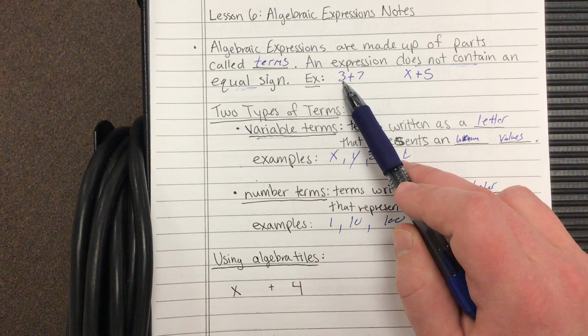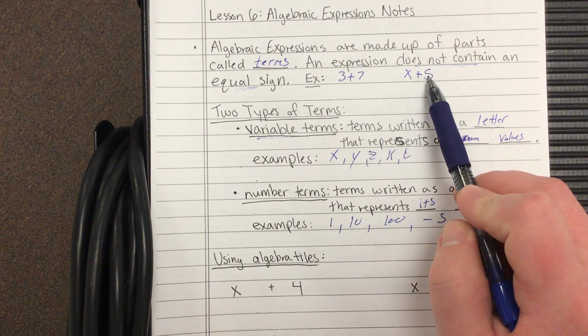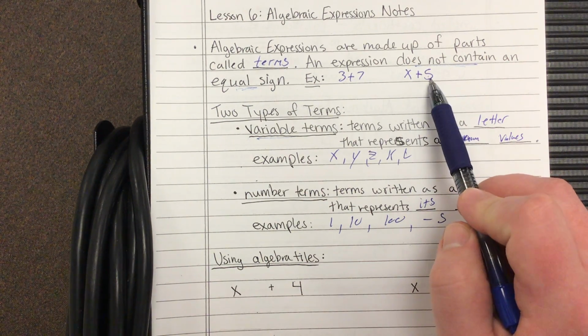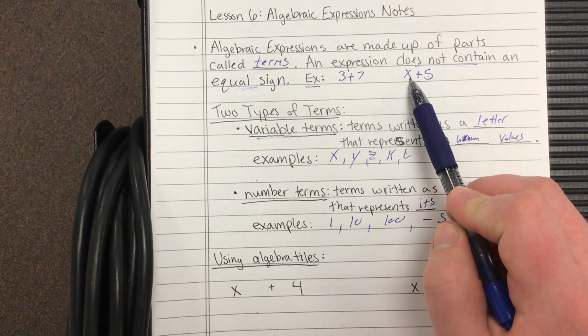Number two. Number term, it's just a number, right? Yeah. Number term. Variable, just the 5 though. Number. And the X would be the variable.